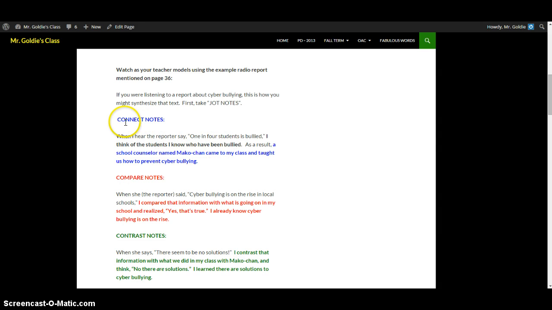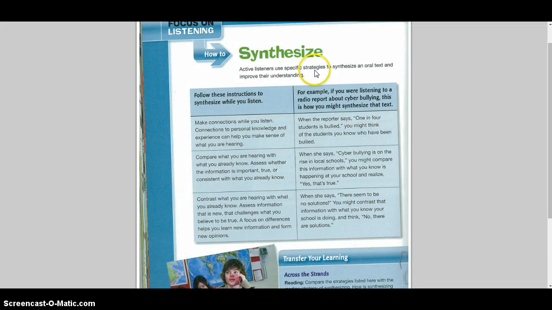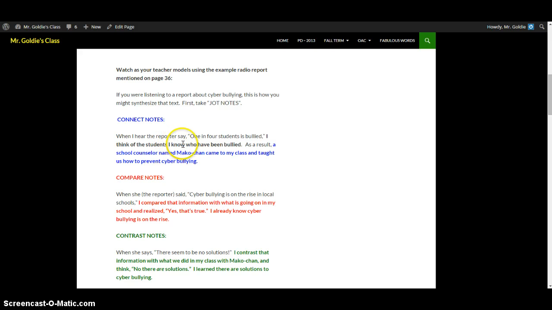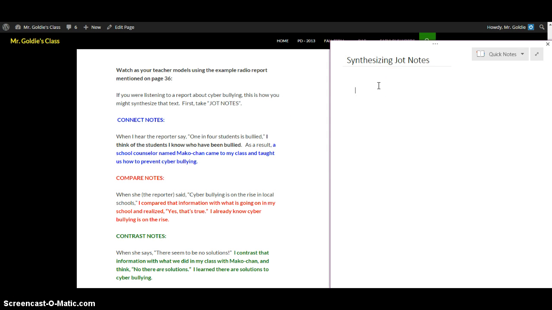Okay? So, for example, when I hear the reporter say 1 in 4 students is bullied, all right, right here, 1 in 4 students is bullied, I think of students I know who have been bullied. So on my jot notes, I would write, I might write something like, I know, or I think about students who are bullied in my school. Okay? As a result, a school counselor named Mako-chan came to my class and taught us how to prevent cyberbullying.